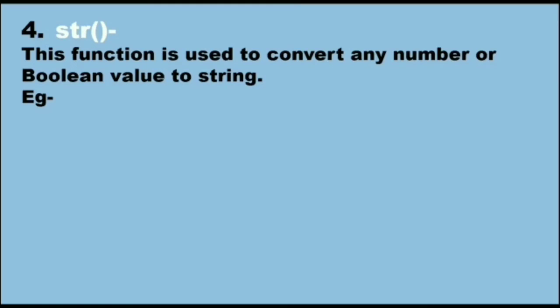str. Now this function is used to convert any number or boolean value to string value. For example, if I have written str 9, 9 will be converted to string form. In the same way, str 12.5, 12.5 will be converted to string type. If I have written a complex number, then also it will convert it into string type. If I have written a Boolean value, again string form.